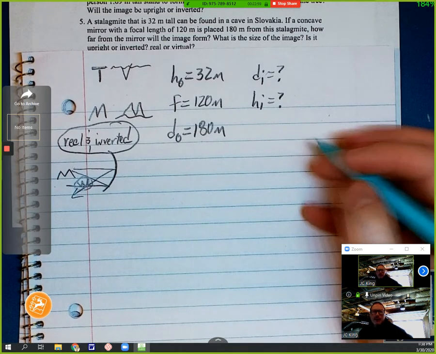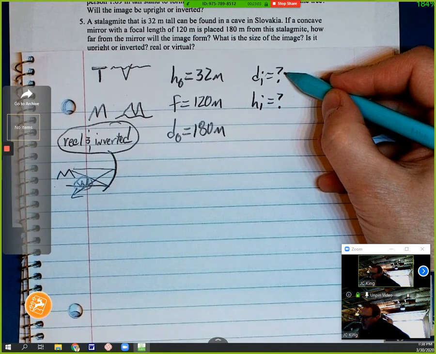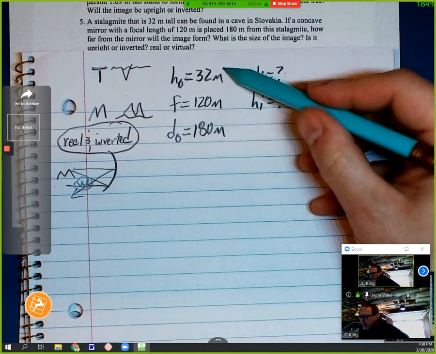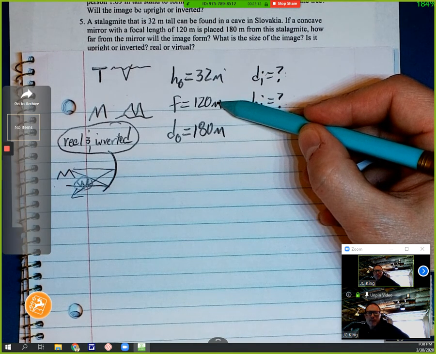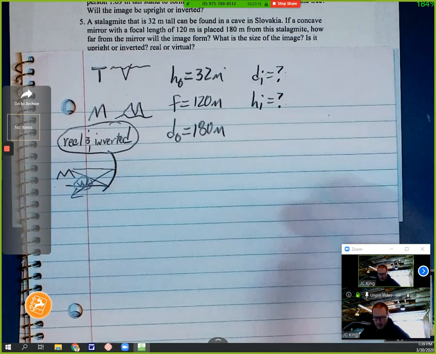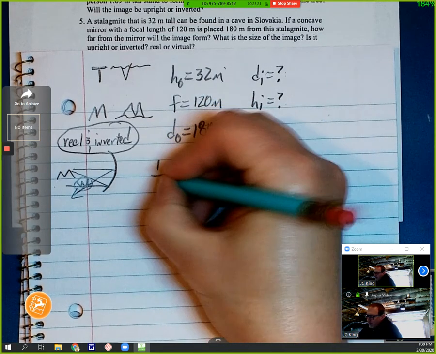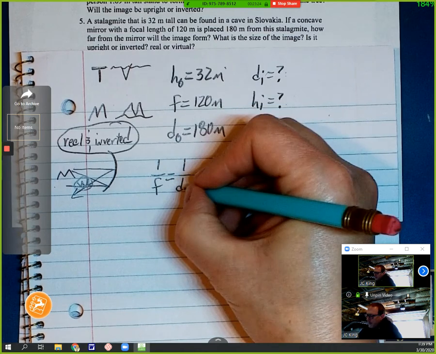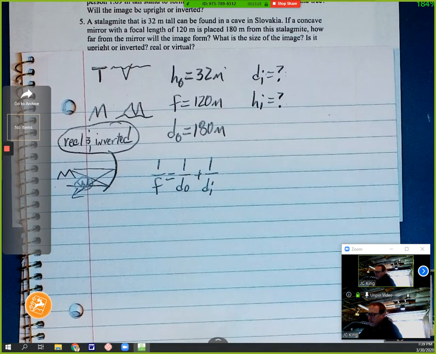So we need to find the distance of our image and the height of our image. We know the distance of the object, the height of the object, and the focal length. So let's start with the equation that says 1 over f, 1 over our focal length, is equal to 1 over the distance of our object plus 1 over the distance of our image. So we're looking for the distance of the image.